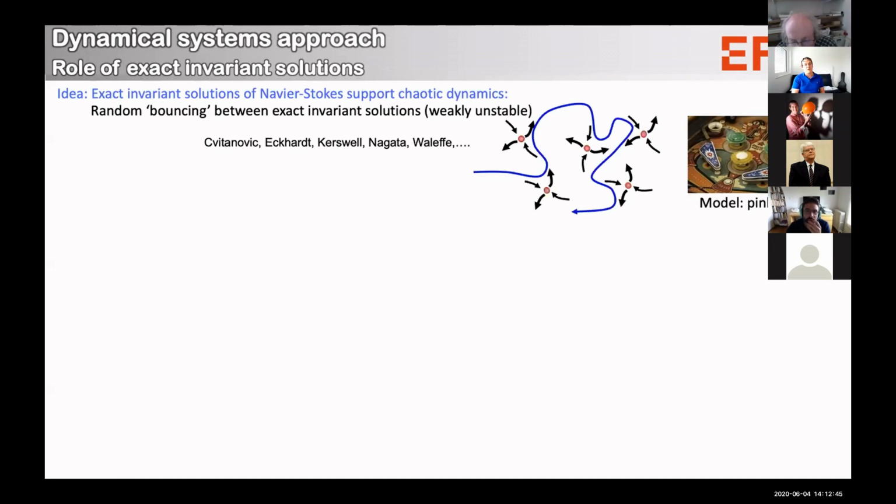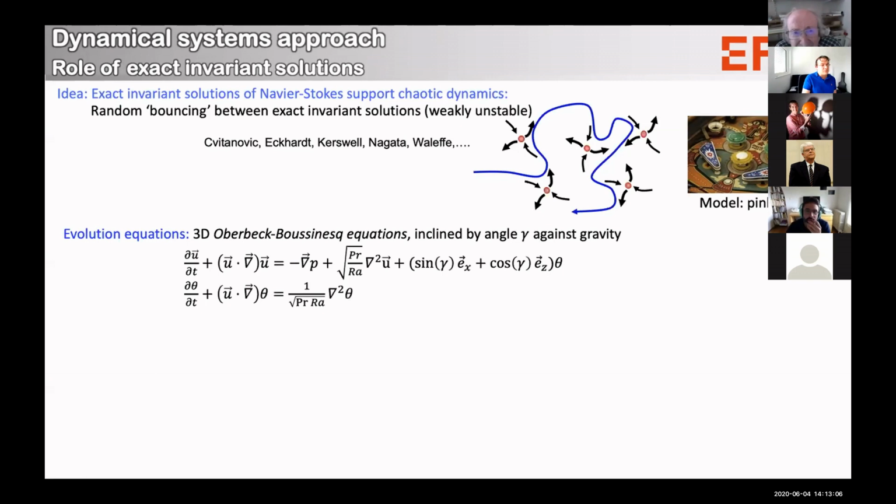Good. The idea then is that these invariant solutions really are building blocks of the dynamics. So if I understand these invariant solutions, I can make sense out of the dynamics that I observe. So that's all pictures. What are these invariant solutions? Well, they are solutions of the evolution equations, and the evolution equations that I'm considering are the 3D Oberbeck-Boussinesq equations. So we have the standard incompressible Navier-Stokes equations for the velocity field, with a forcing term which depends on temperature. And the temperature field is advected by the velocity field and diffuses.